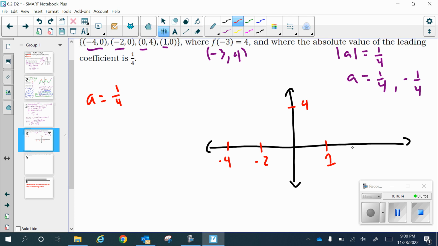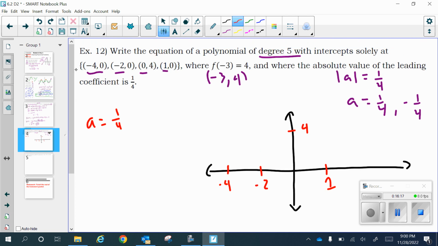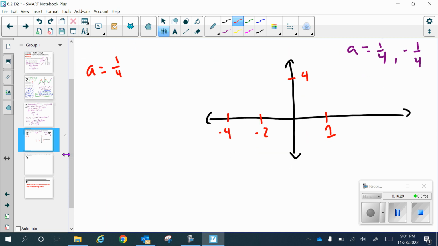And I'm told that I have an odd degree polynomial. If I have an odd degree polynomial, I start on one side and end the opposite way. If I start on the bottom left, I go to the top right. If I start top left, I go to the bottom right. You end the opposite way you start. But here I'm trying to see what happens if my leading coefficient is positive. If I have an odd degree polynomial and my a value is positive, I'm going to start from the bottom left and end in the top right.